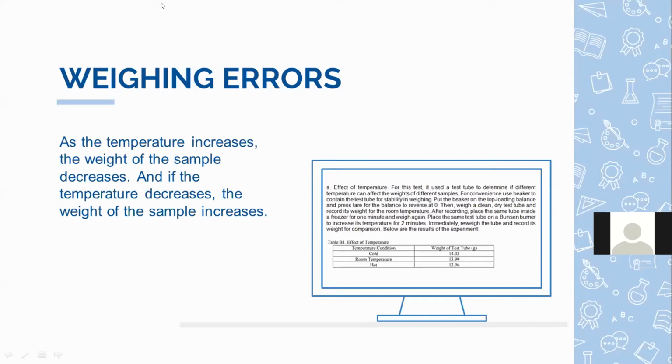For convenience, we use a beaker to contain the test tube for stability in weighing. Put the beaker on the top loading balance and press tare for the balance to reset at 0. Then, weigh a clean, dry test tube and record its weight at room temperature. So first, i-weigh natin in room temperature muna siya. Tapos after natin ma-record ang weight niya, mag-place na naman tayo ng same test tube inside a freezer for 1 minute. So in short, palamigin natin siya and then i-weigh na naman natin siya ulit.